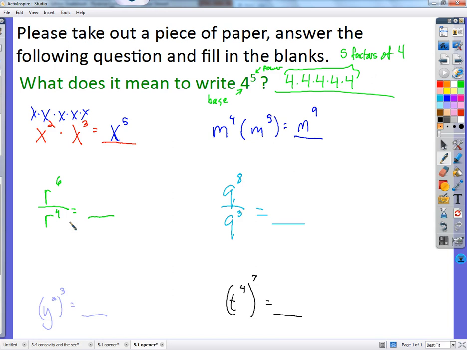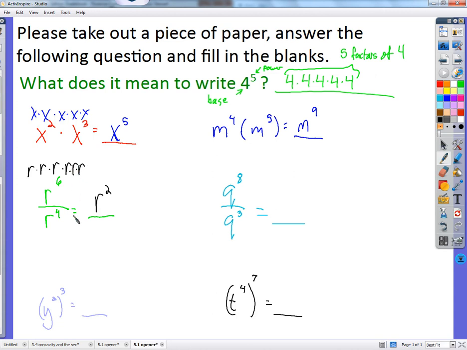How they would combine, what the new expression would be? R to the second. Right. How can we justify that? Well, if there's six R's up there, let's write six R's.